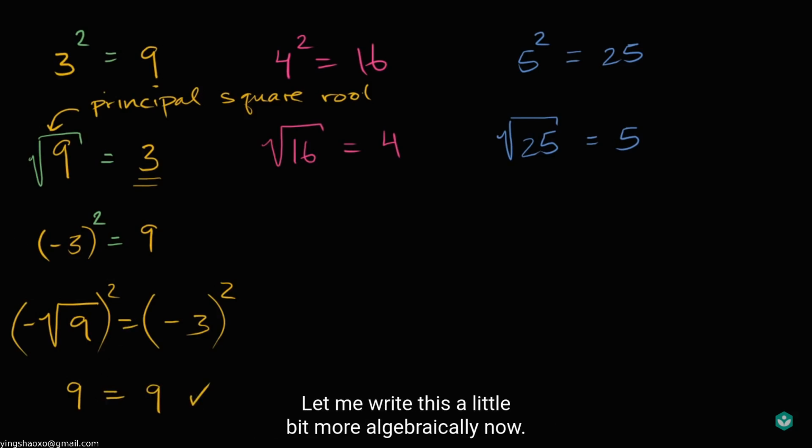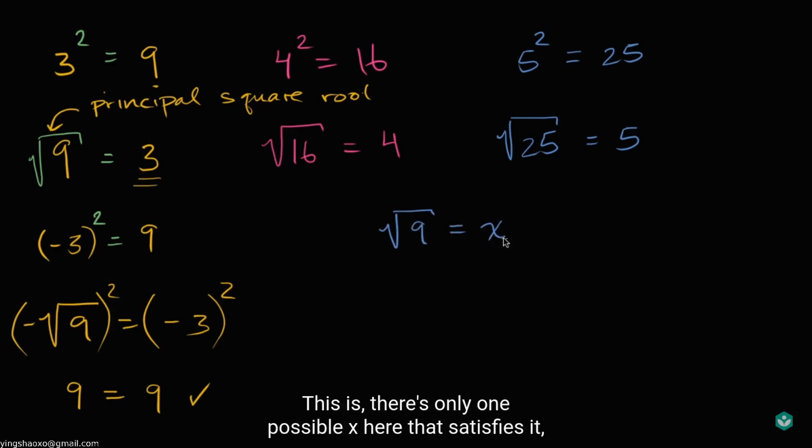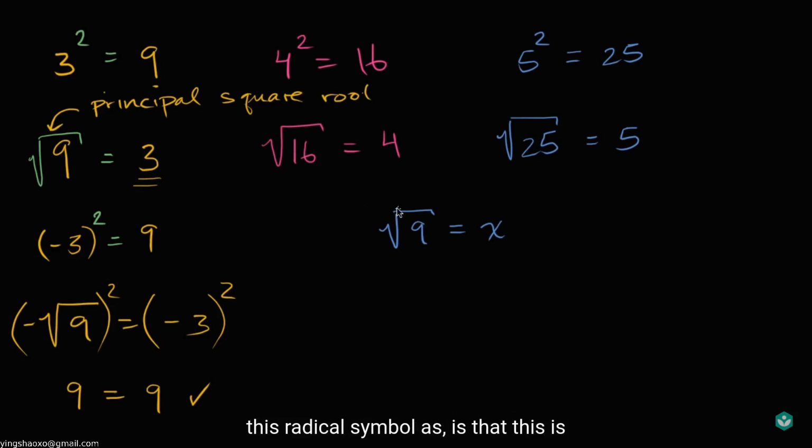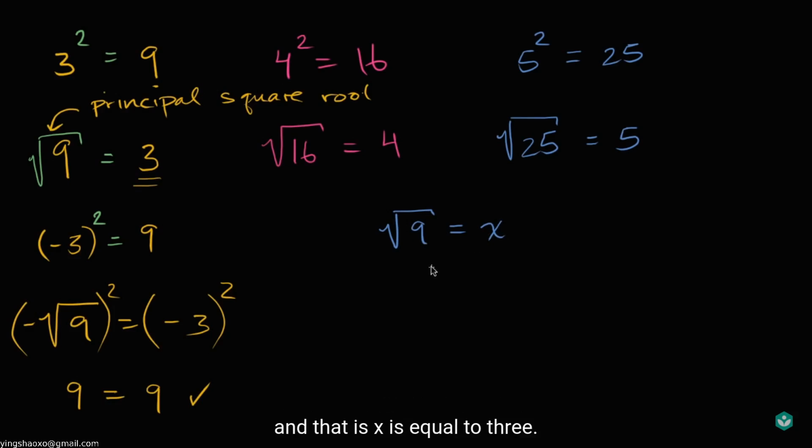And so this is an interesting thing. Actually, let me write this a little bit more algebraically now. If we were to write the principal root of 9 is equal to x, there's only one possible x here that satisfies it, because the standard convention, what most mathematicians have agreed to view this radical symbol as, is that this is the principal square root. This is the positive square root. So there's only one x that would satisfy this, and that is x is equal to 3.